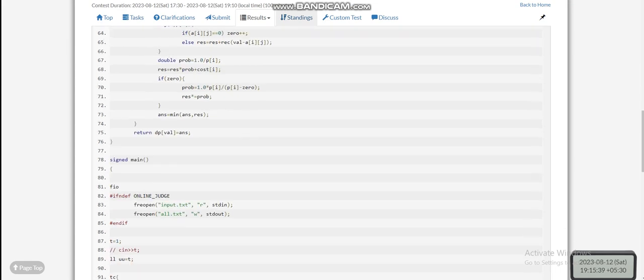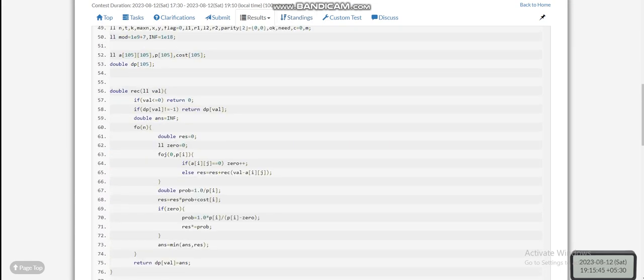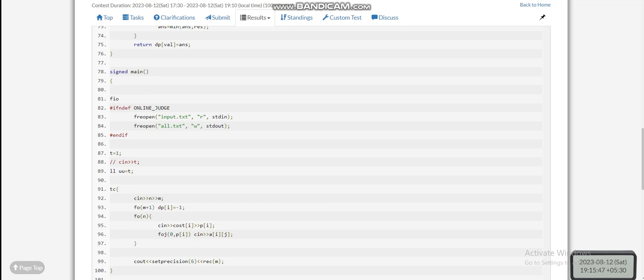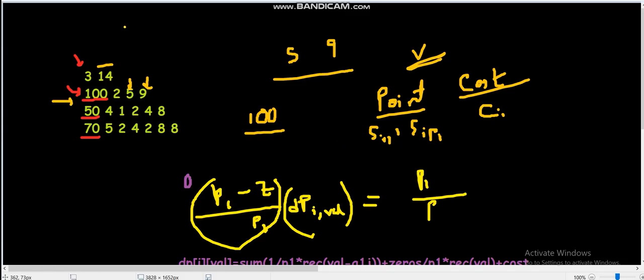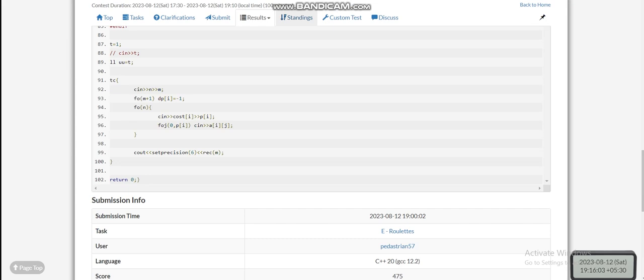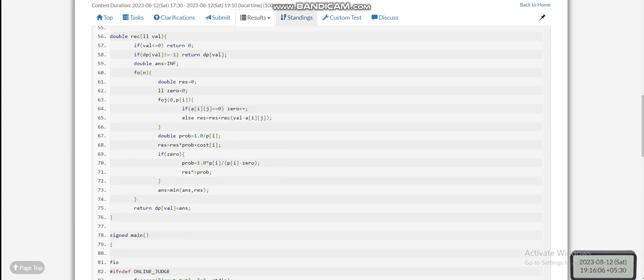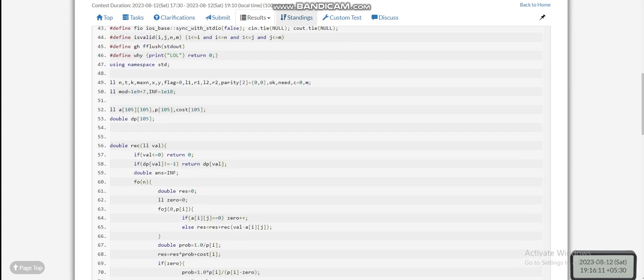So let us go through the code now. Here I am taking c[i] as cost i, and here a[i][j]. As I have already told, instead of going from 0 to m, I am going from m to 0. You can do this also. If you want to go from 0 to m, you can call rec(0), and instead of val minus a[i][j] you can do val plus a[i][j], and this condition will also get reversed: if val is greater than or equal to m, return 0. This is the memoization part, or base condition, you can say.